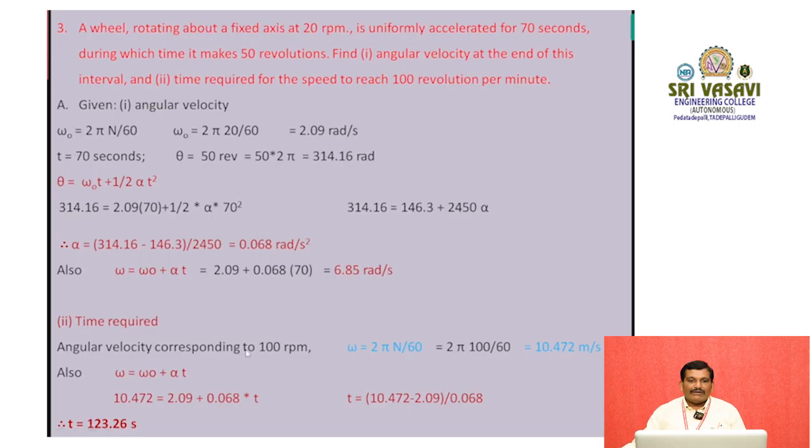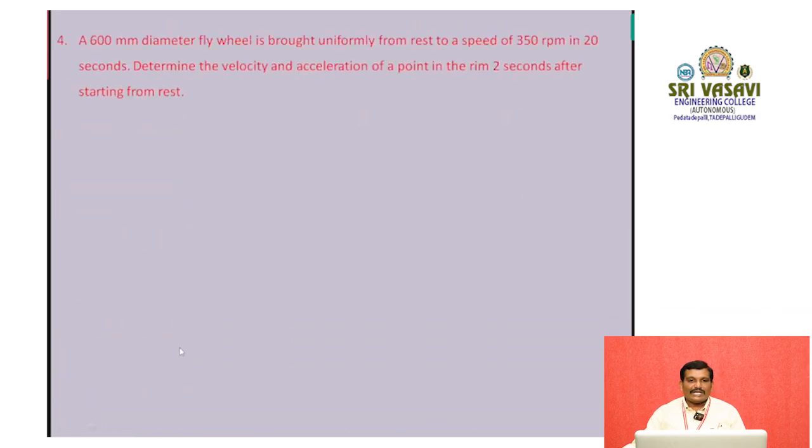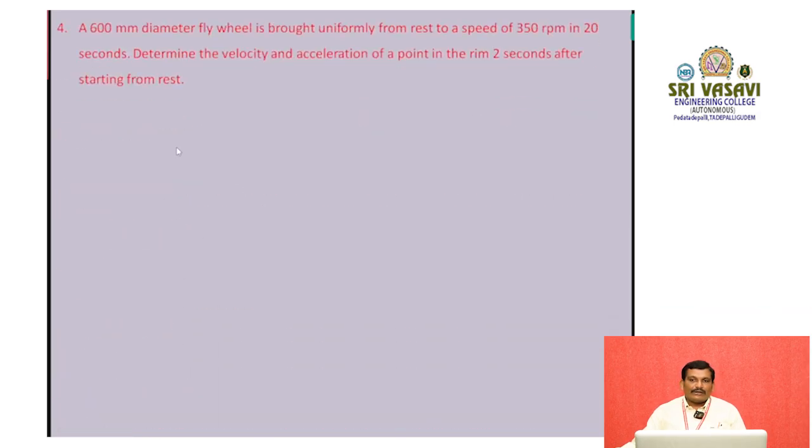Then the time required for an angular velocity corresponding to 100 revolutions per minute. Omega is equal to 2 pi n by 60, 2 pi into 100 by 60, which we convert into radians per second, 10.472 radians per second. Then omega is equal to omega naught plus alpha t: 10.472 is equal to the initial angular velocity 2.09 plus 0.068 into t. Then t is equal to 123.26 seconds. And go to the next problem.